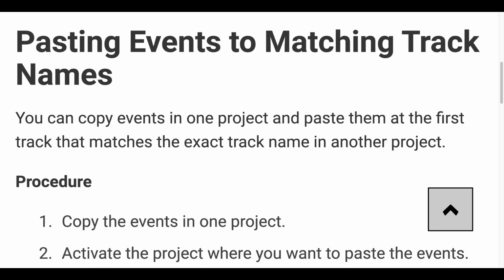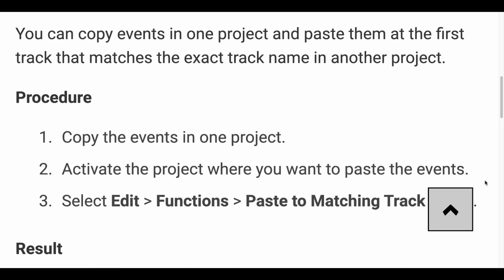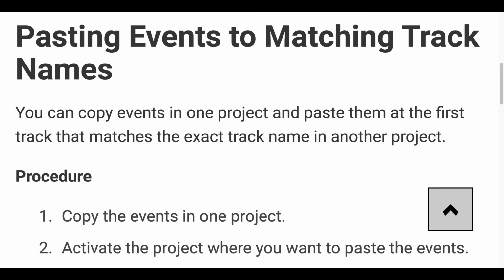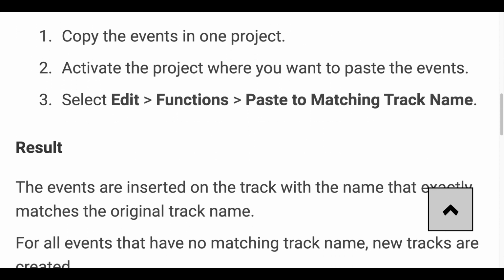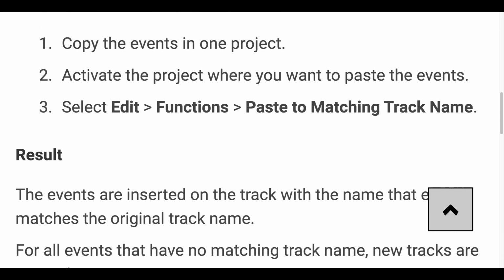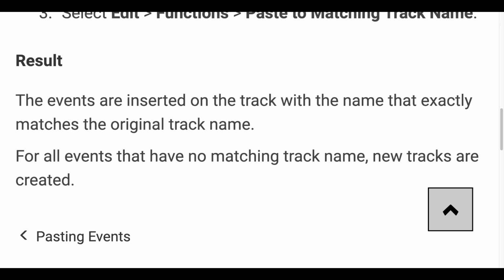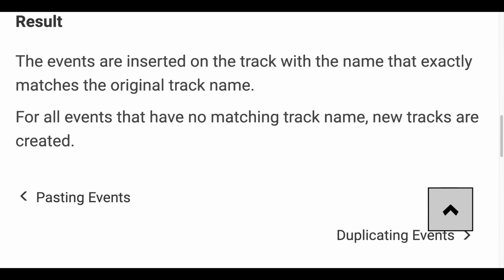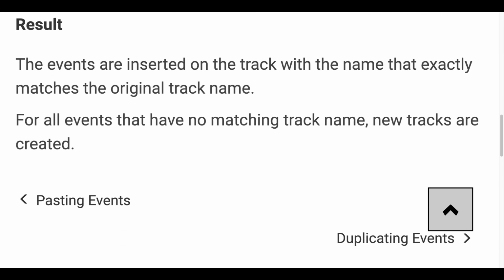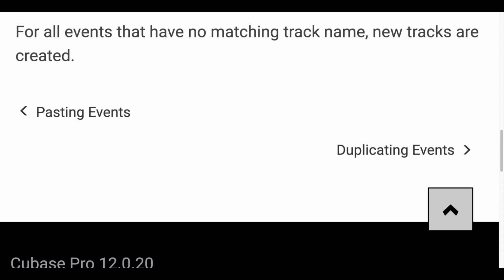Pasting events to matching track names. You can copy events in one project and paste them at the first track that matches the exact track name in another project. Procedure: copy the events in one project. Activate the project where you want to paste the events. Select Edit Functions, Paste to Matching Track Name. Result: the events are inserted on the track with the name that exactly matches the original track name. For all events that have no matching track name, new tracks are created.